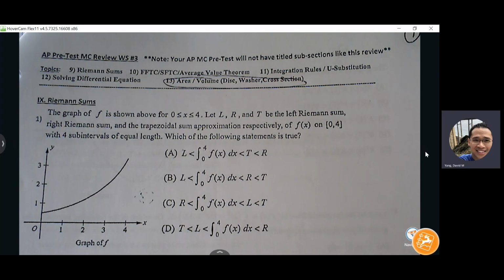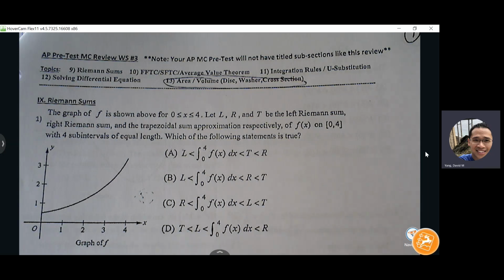And we want to put them in the following order, which will produce the smallest approximation and which will produce the largest approximation. And then the integral from 0 to 4 of f(x) dx, what do you think this represents? Yeah, this is the exact area under the curve. Okay, so where does that fall?